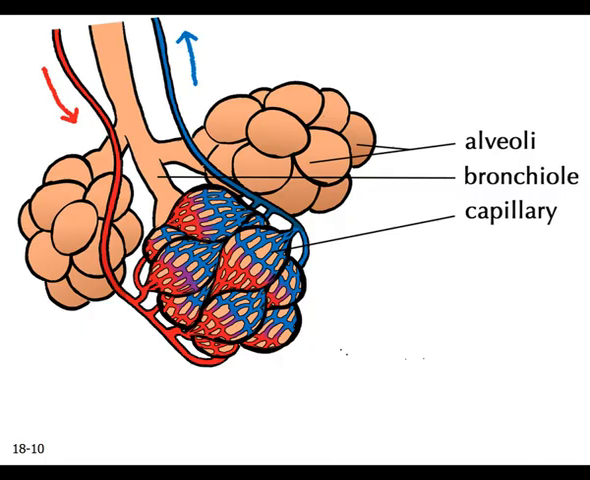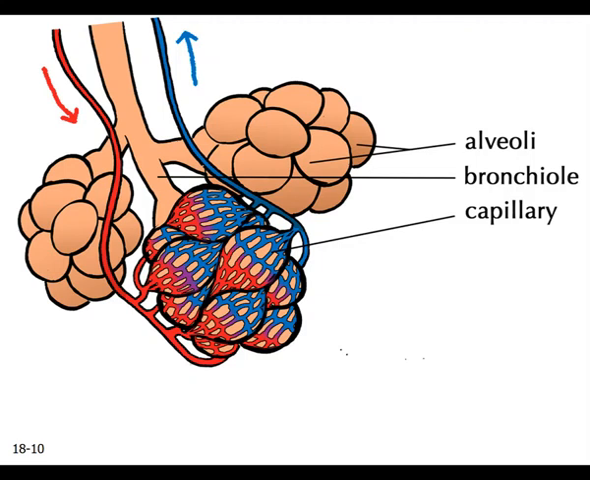So, as the bronchi branch into bronchioles and then eventually into alveoli, this is how each of the bronchioles terminates. They terminate in these little grape-like clusters. You can think of them as little balloons called alveoli. Notice that the alveoli are surrounded by capillaries, right?